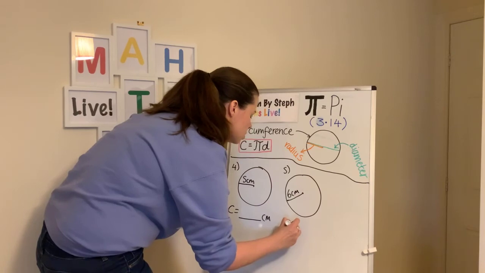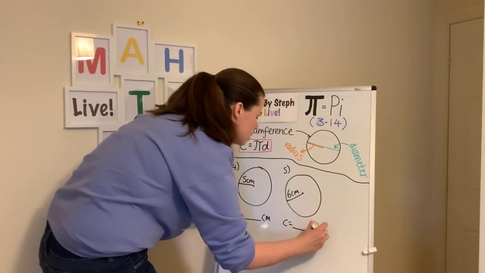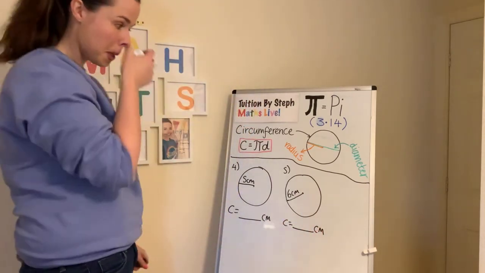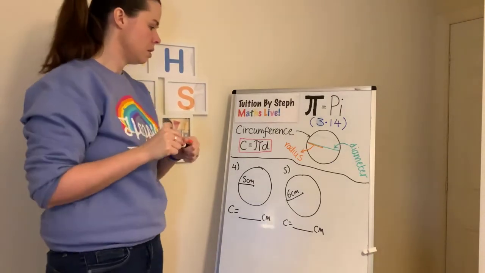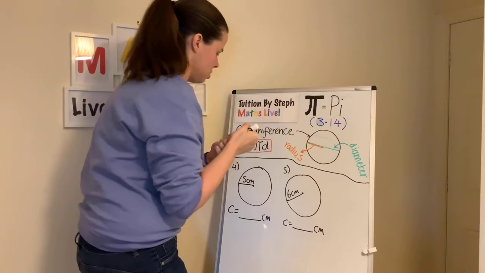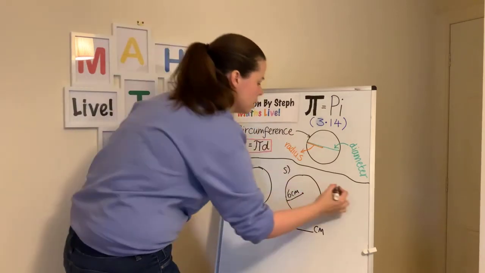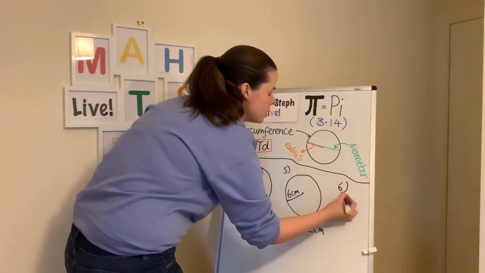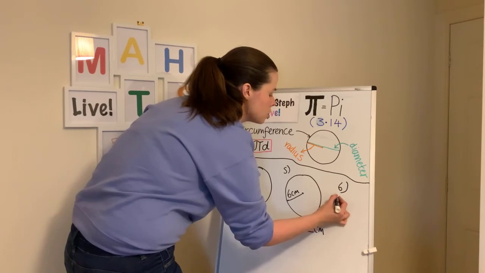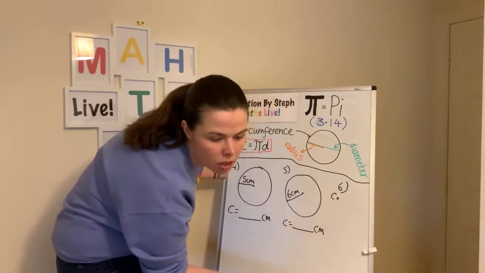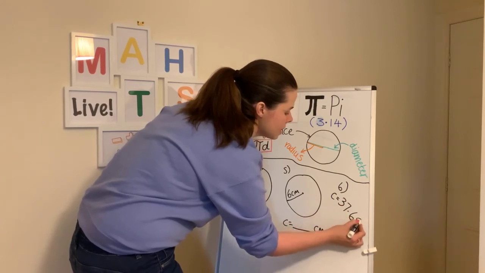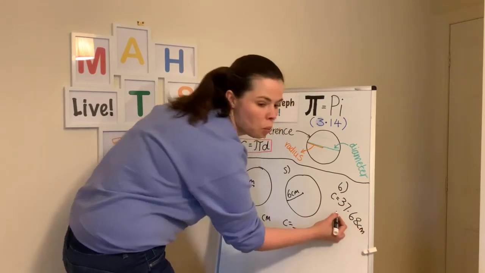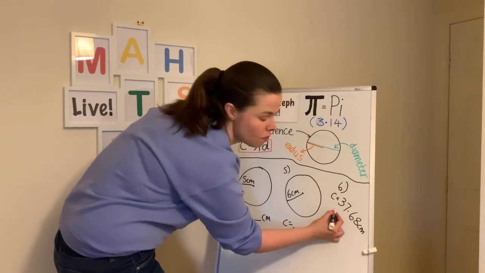What is the circumference? Okay. And in the last question, we're told that the circumference is 37.68 centimetres. What is the radius?